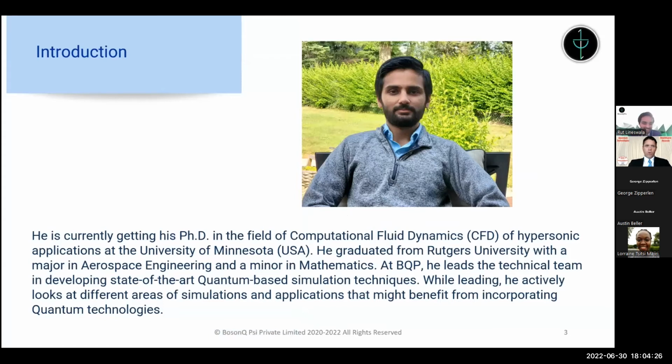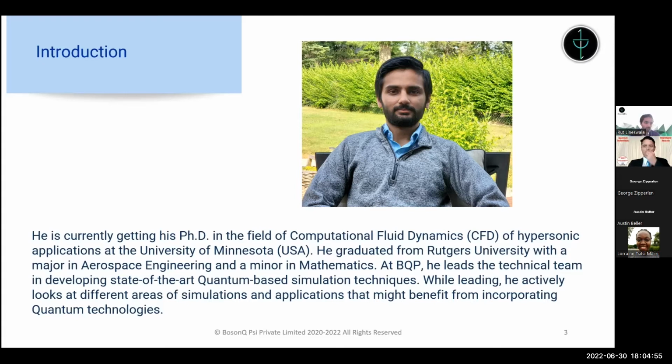I was in a PhD program at the University of Minnesota, doing my PhD in computational fluid dynamics, or CFD, in hypersonics applications. Specifically, I was working on hypersonic vehicles, essentially air-breathing engines, and the fluid-structure interaction that's there. So I come purely from the application side of the industry.